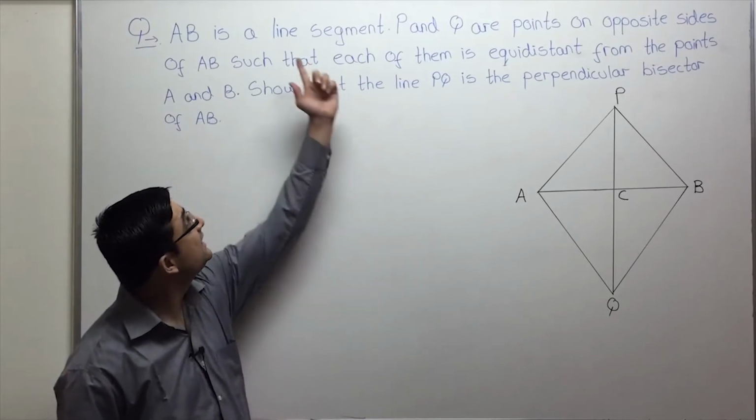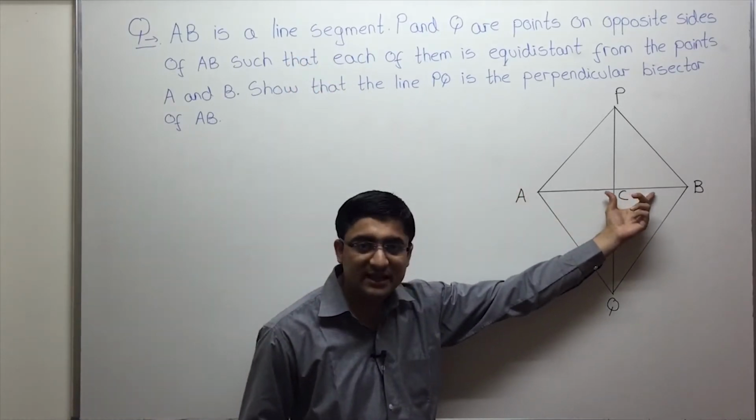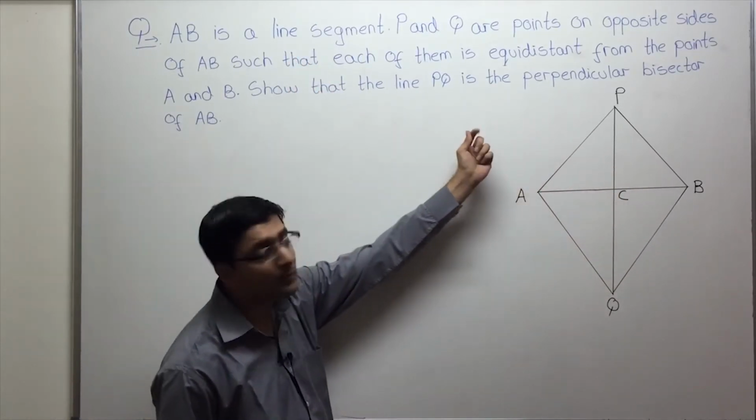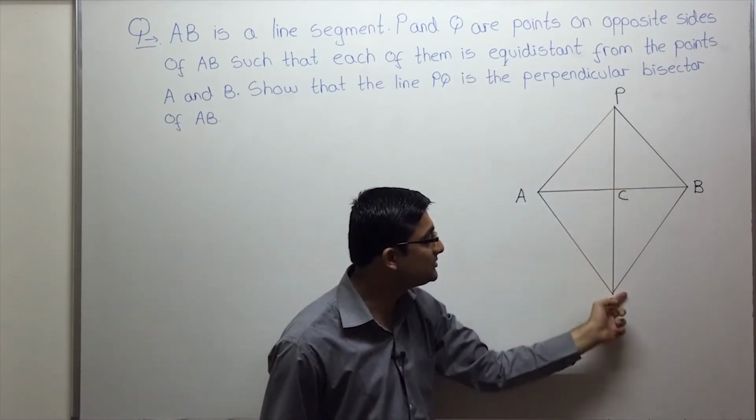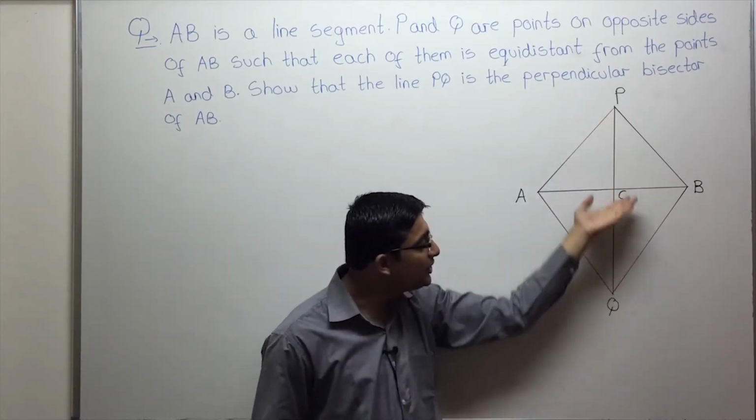So let's read the question. AB is a line segment. So here AB is a line segment. Now P and Q are points on opposite sides of AB. This is point P, this is point Q. So P is above AB, Q is below AB.